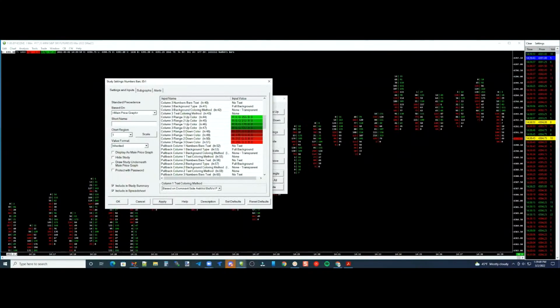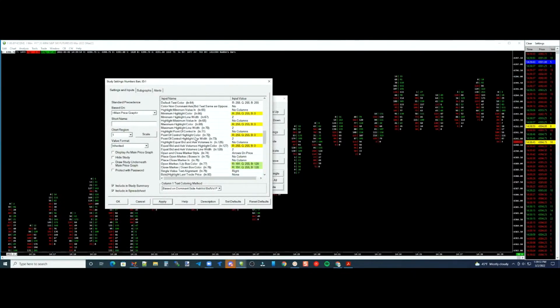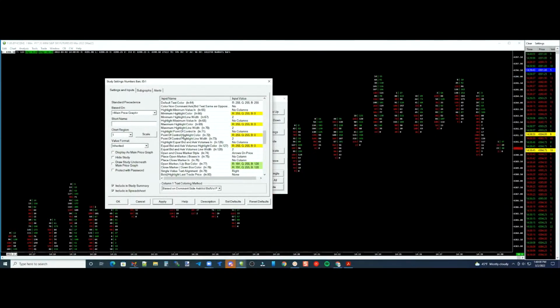All right, so let's skip all this. We're not going to use the pullback columns. And let's go to the POC because we want to identify each bar POC, okay? So point of control highlight, we're going to keep it to yellow. Highlight the point of control, yes. And we're going to extend it until future intersection. I'll make that clear why when we start looking at the chart itself.